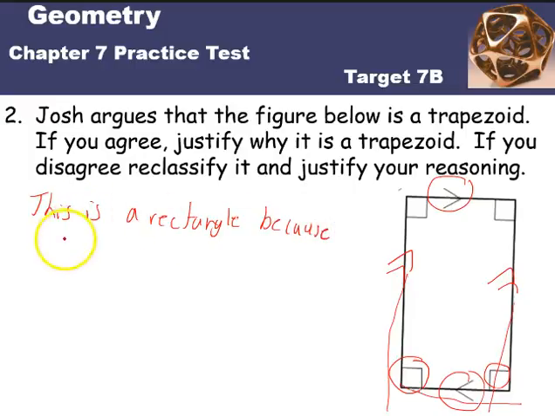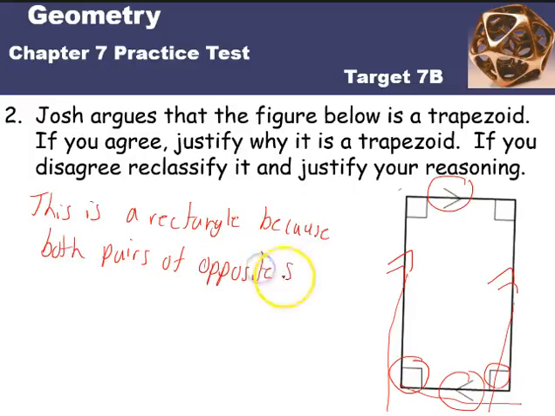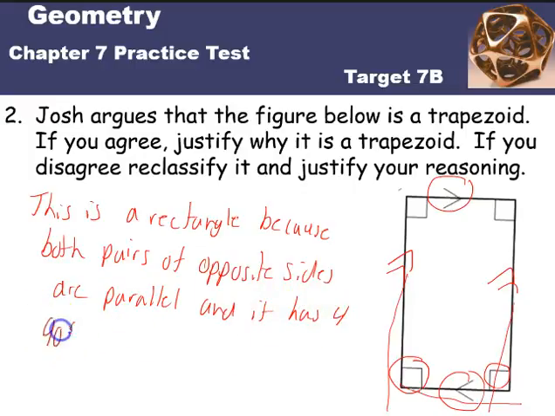Because both pairs of opposite sides are parallel, and it has 4 90-degree angles. A trapezoid can only have 1 pair of parallel sides.